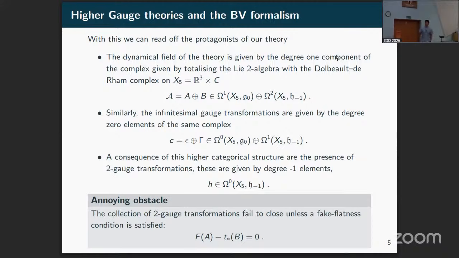But because our H is degree -1, it's apparent that the total degree is going to be 2 plus -1, so it's going to be degree 1, so it's a 2 form in H. And this whole paradigm continues, so the infinitesimal gauge transformations are going to be given by the degree 0 elements. So this is again 0 forms plus 1 forms in H.